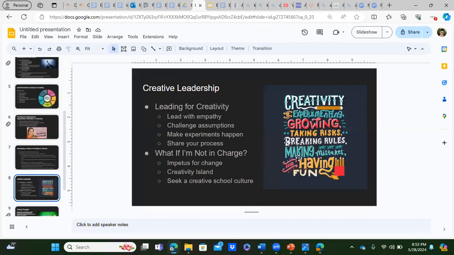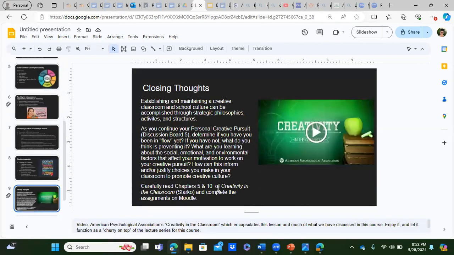So I'd like to leave you with this quote that creativity is experimenting, growing, taking risks, breaking rules, making mistakes, and having fun. And we mean this for our students, but we also need to embrace these as teachers as well. So for the closing thoughts, I want to just admonish you to continue to seek ways to establish and maintain a creative classroom and school culture. We can do it through strategic philosophies, activities, and structures.